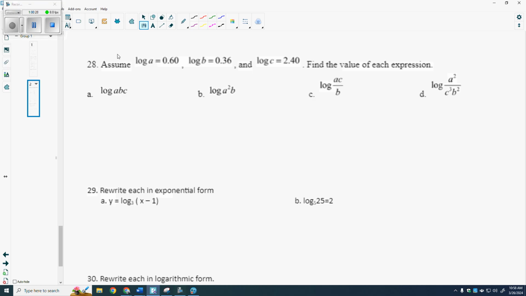Well, when I expand that thing, that's just the log of A plus, because multiplication, the log of B, plus the log of C. There's the log of A, it's 0.6. There's the log of B, which is 0.36. There's the log of C, which is 2.4. Add them all together, and my final answer is 3.36. Do the exact same thing for all of them. Write them as individual logs. Expand it. Hit pause, give them a try.